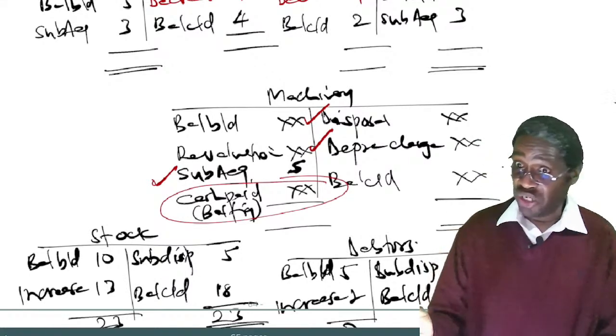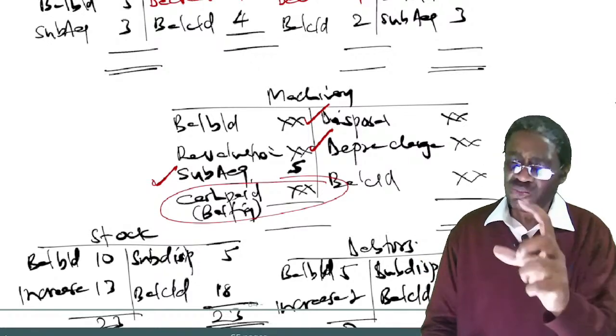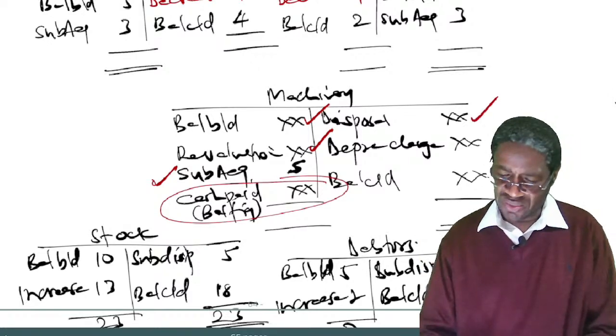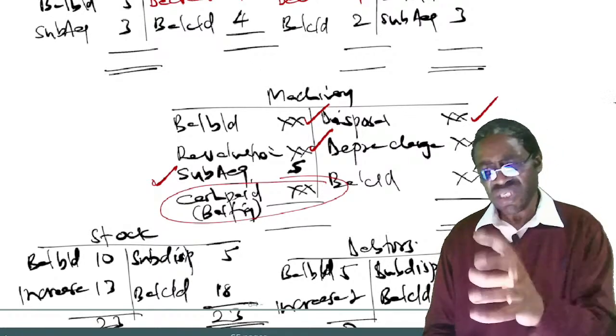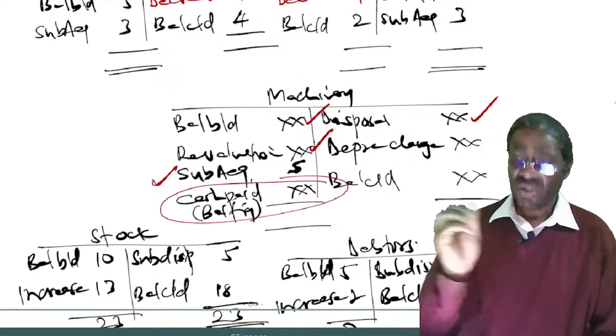If it was revalued downwards, you credit. If there was a disposal of machinery, go remove it. Then depreciation reduces the value of the machinery, so go and remove it.